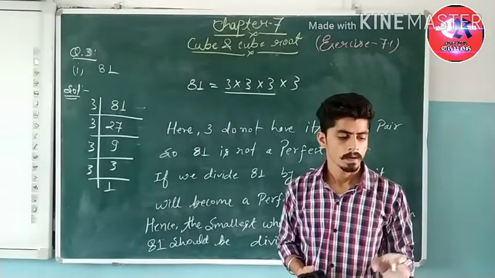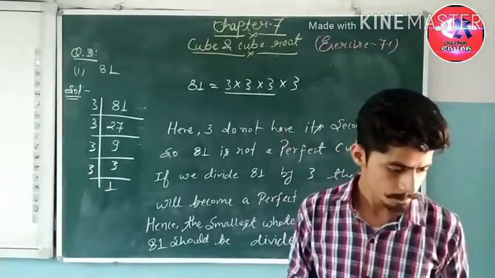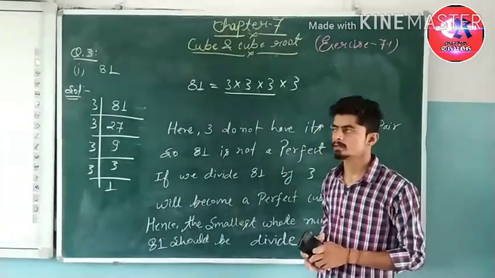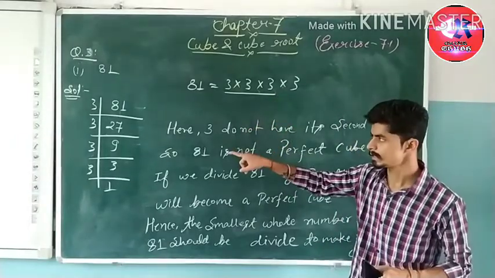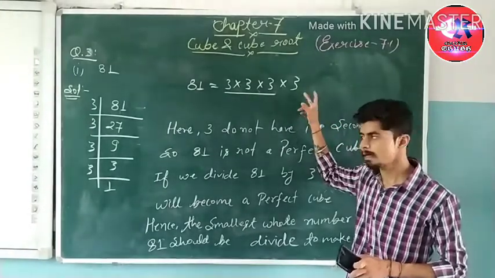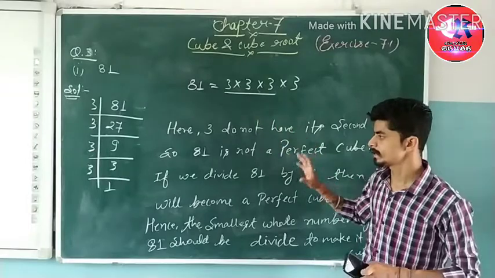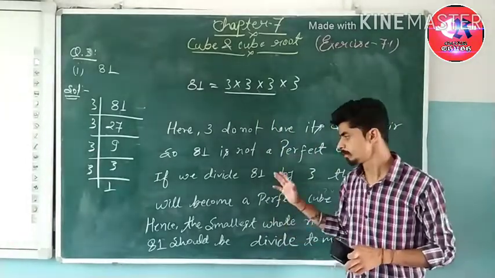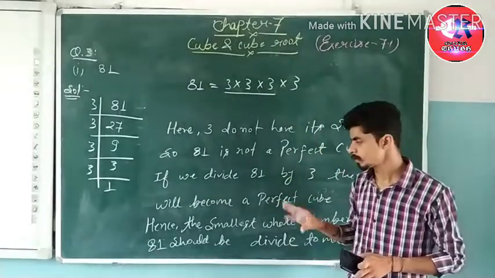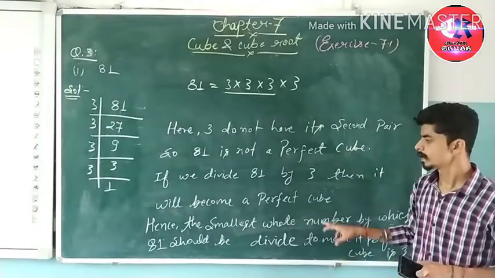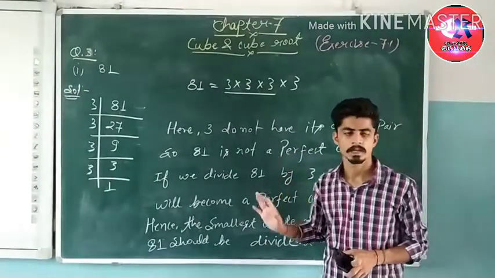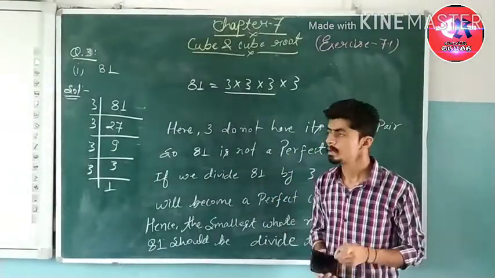So that's all the solution. All the numbers 128, 135, 192 and 704 are similar. In all the questions you have to find the factors by prime factorization. The particular number that does not have its pair, by that number you have to divide your question, and you get a new number which will be a perfect cube. That number will be the smallest whole number by which you have to divide your question. So that's all for the solution of question number 3.